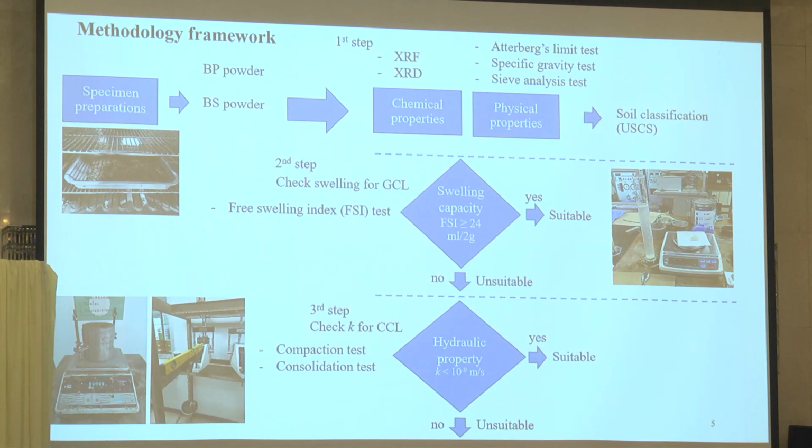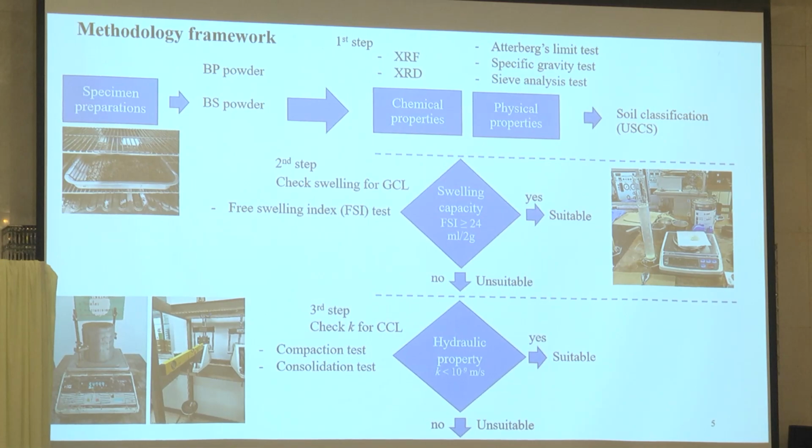And finally, we check the permeability for compacted clay liner application. So we conduct the compaction test and consolidation test. In this research, we use the consolidation test to evaluate the K value.